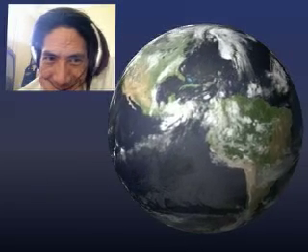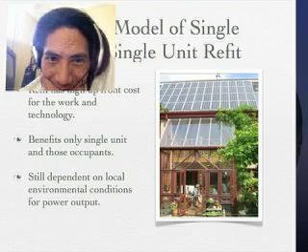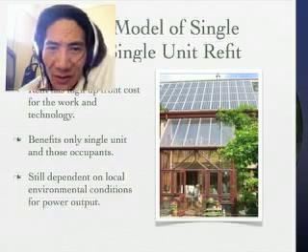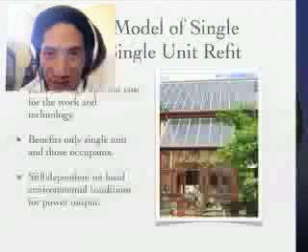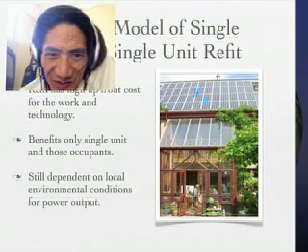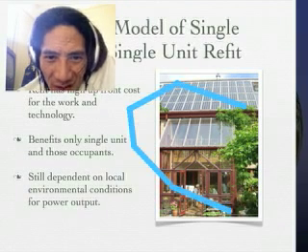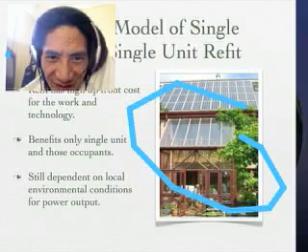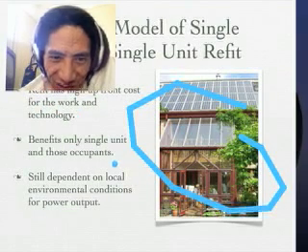Okay, so this is the traditional model of how these systems are put in. It's put in a single house, and so it's a very expensive upfront cost. It only benefits the occupants of this one unit, and it's still very dependent on the local environmental conditions for the output.